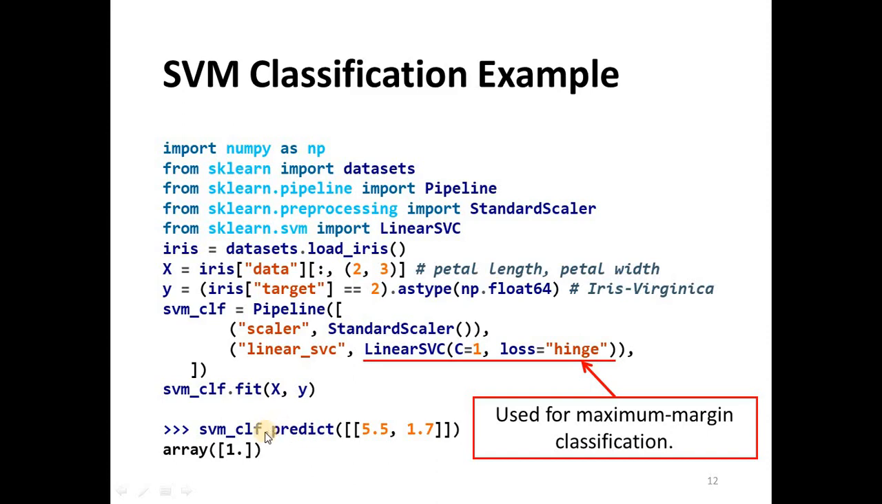Then we can use this model to predict. Here the example is one sample and it gives one. This means that from these two features, it predicts that it is true, it is Virginica.